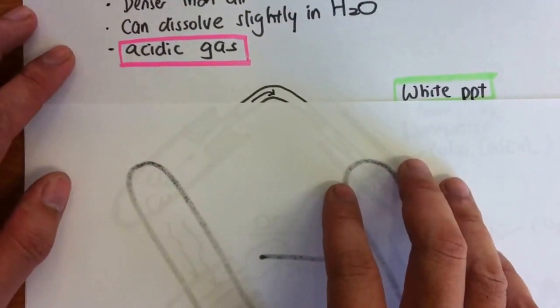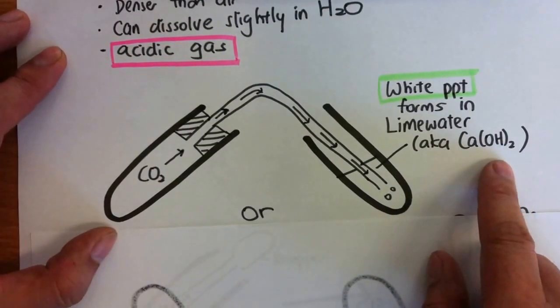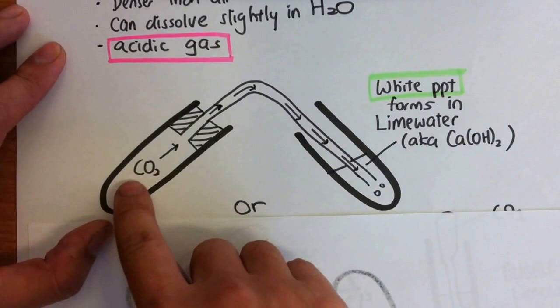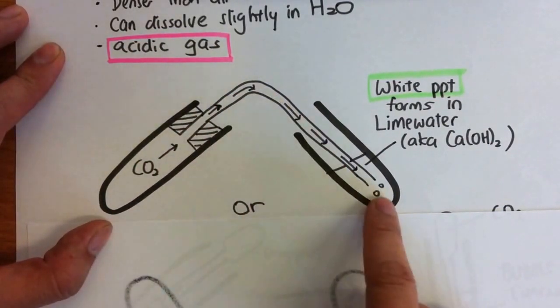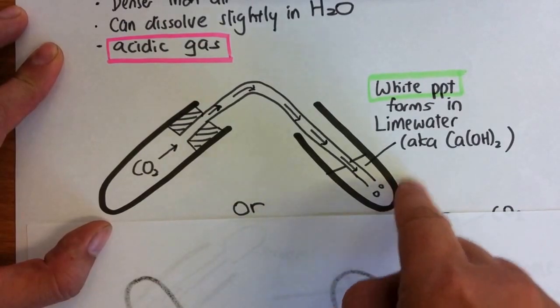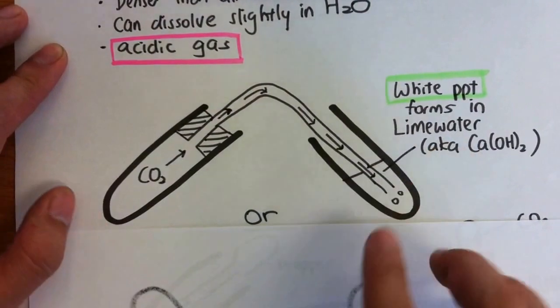So how do we test for carbon dioxide gas? We use something known as lime water, or commonly known as calcium hydroxide. So carbon dioxide goes here, and it is bubbled into lime water. Now, if carbon dioxide is present, white ppt will form in lime water. Try not to use the word chalky. Try to write white ppt forms in lime water.